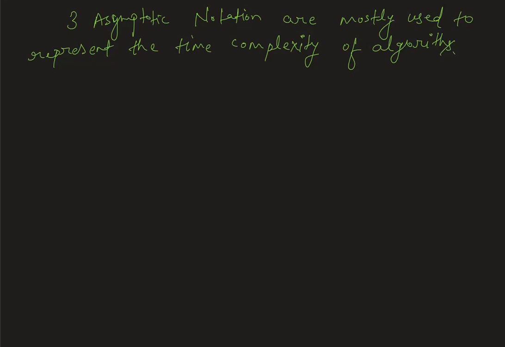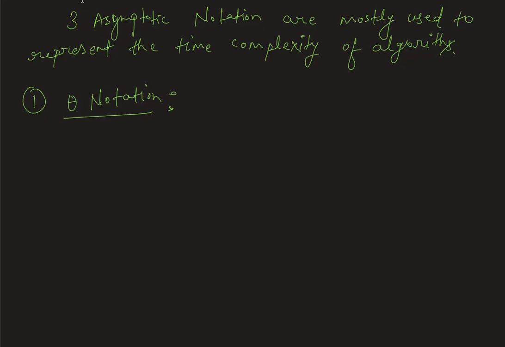Of the three asymptotic notations, our first is the theta notation. What is theta notation? I will explain it very easily. The theta notation bounds a function from above and below. So it defines the exact asymptotic behavior.